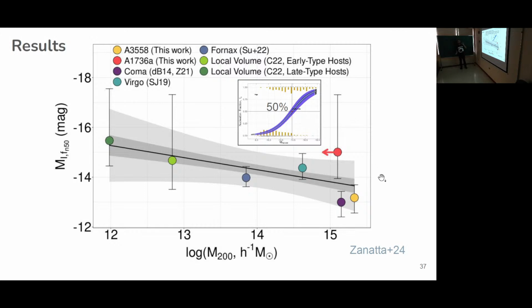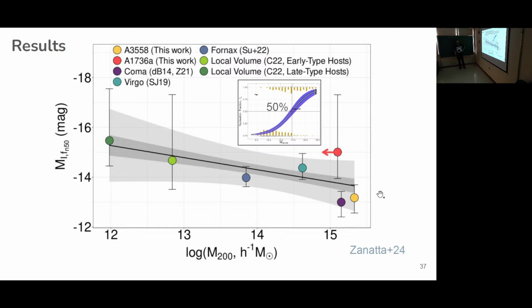So we get this index for every environment that we studied and put it in a diagram with the estimated halo mass on the x-axis. And we can model a linear relation between this data in order to see very clearly that the more massive environments have a higher probability of presenting galaxies with nuclear star clusters in general.